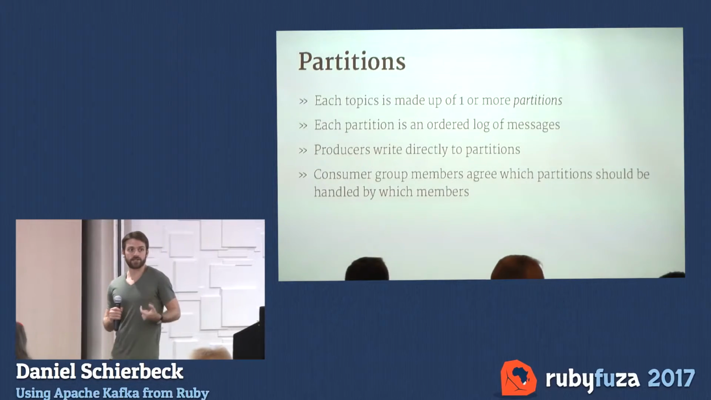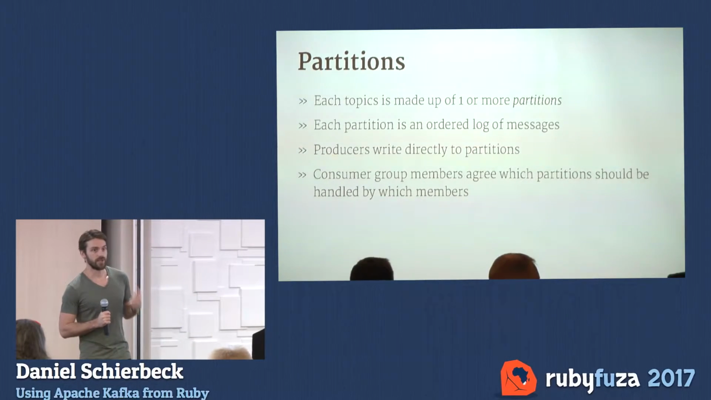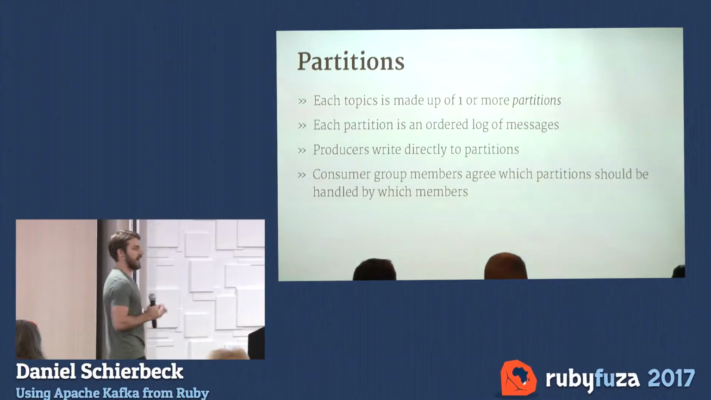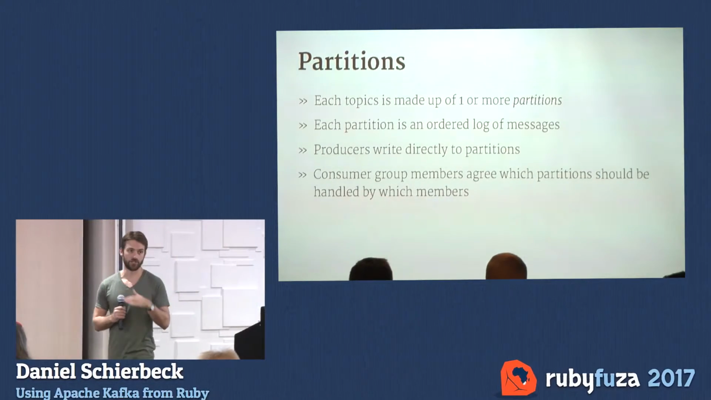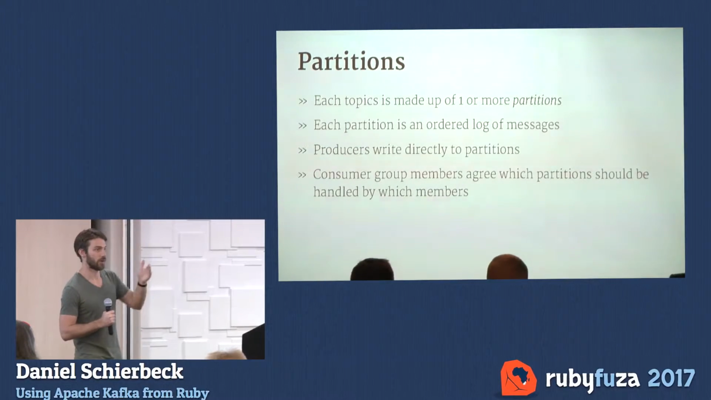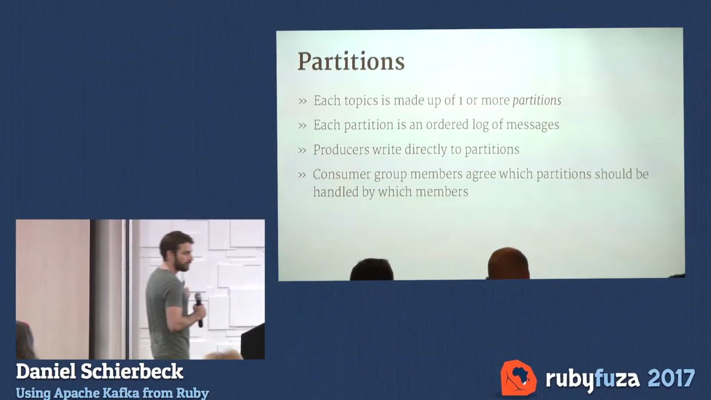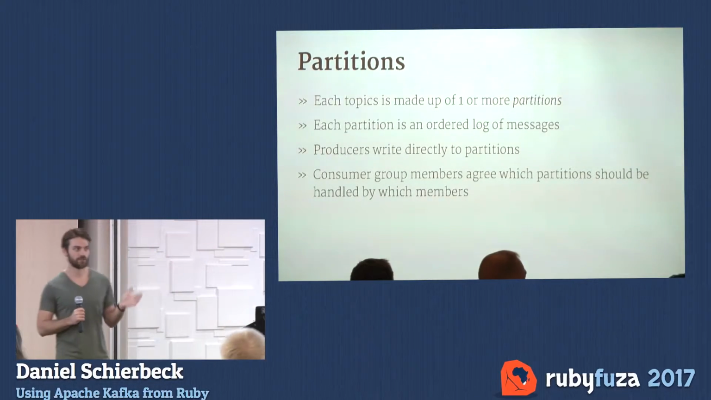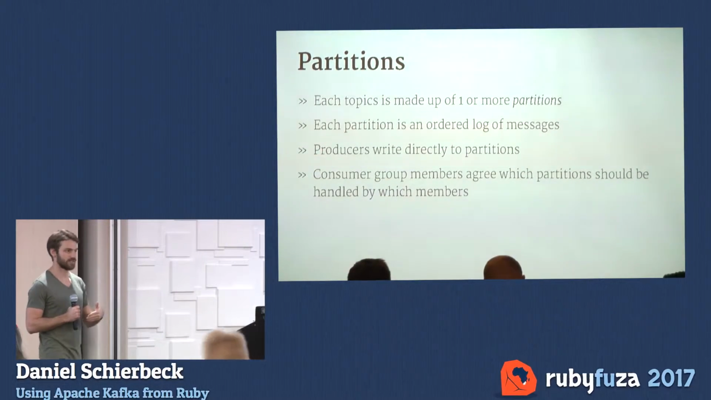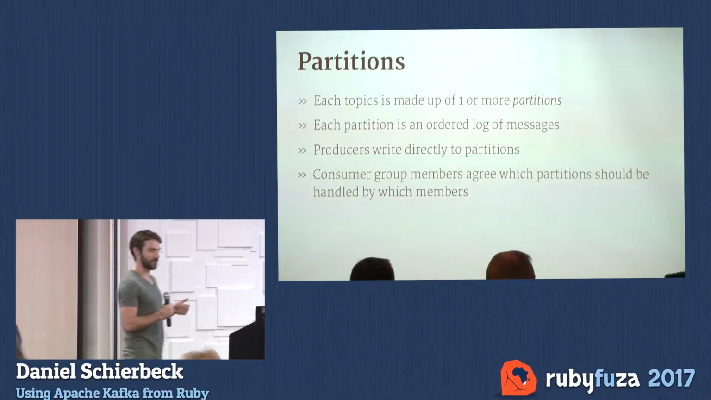So a partition is a strictly ordered set of messages. Each message has a well-known offset that is monotonically increasing in the partition. But you can have many partitions in one topic. Producers write directly to partitions, meaning that the client needs to know which partitions are there and how to distribute messages. And yeah, I've done all that work, so you don't have to.